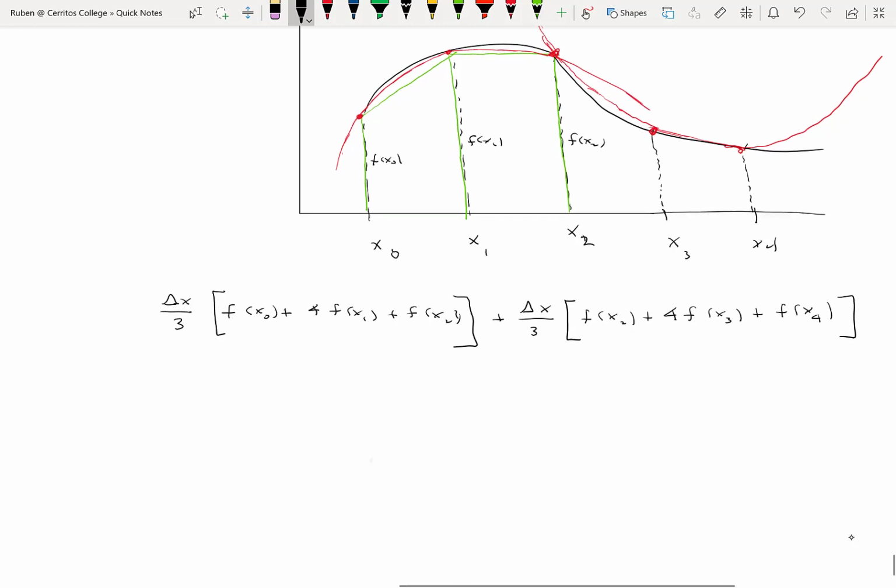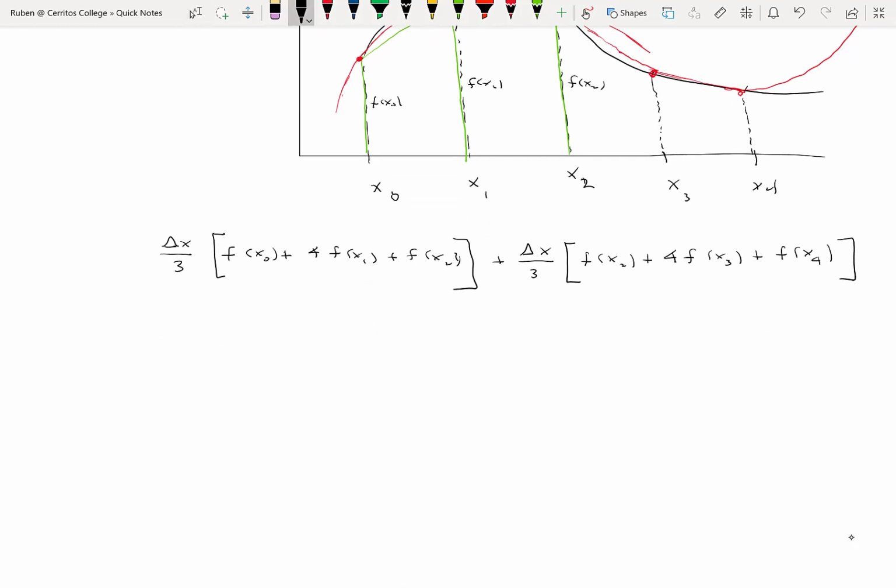And this continues on and on and on until we get to the last two subintervals where we have delta x over 3 times, and we're going to involve the last three y values. The last y value is f of x sub n. The one just before that is f of x sub n minus 1, so 4 of those. And the one just before that is f of x sub n minus 2.